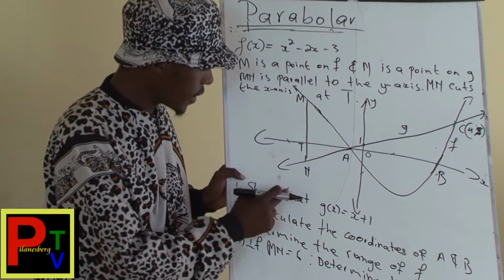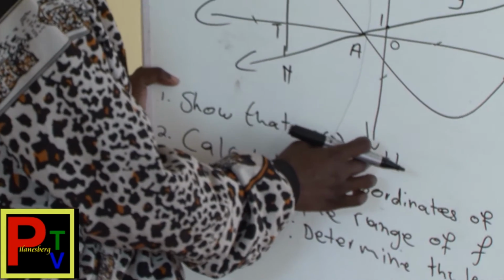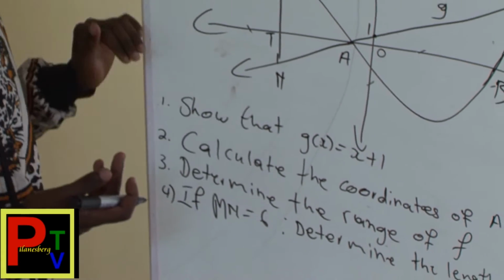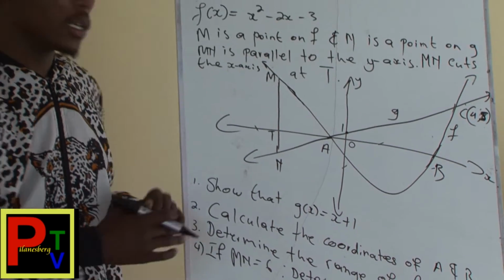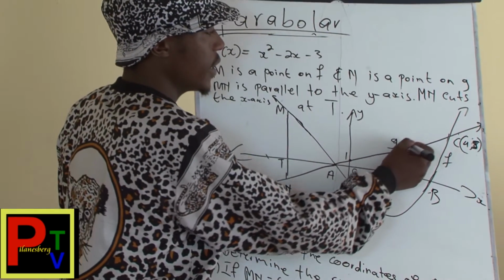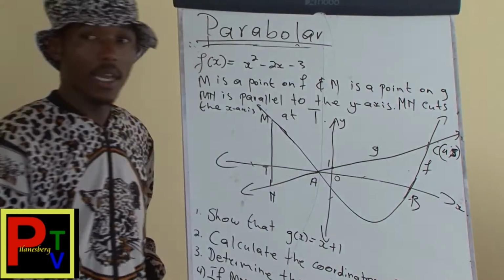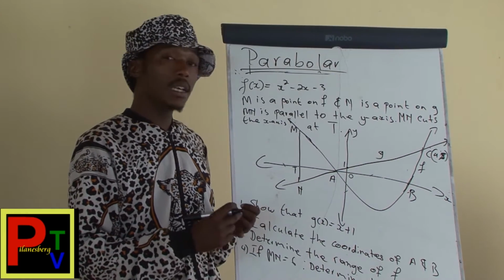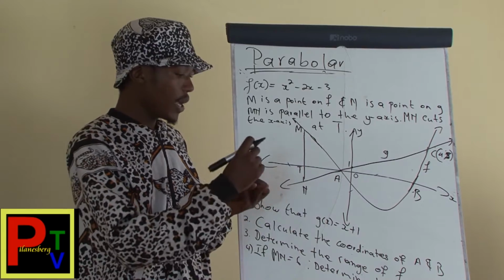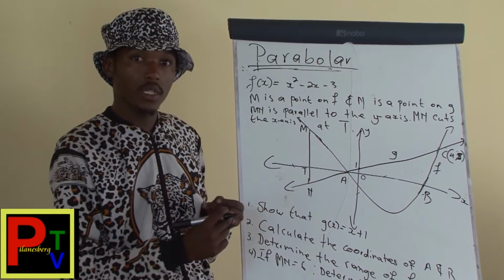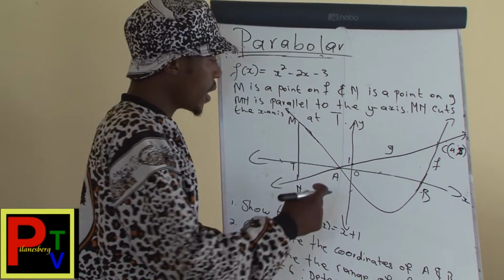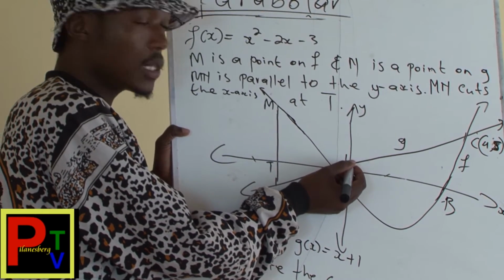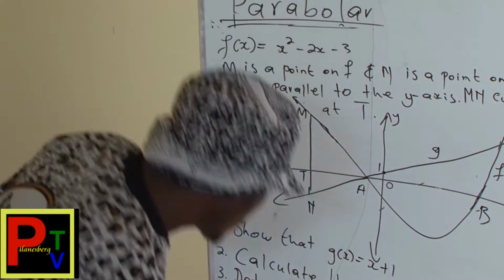They're saying show that g of x is equal to x plus 1. The first question: g of x, which type of function is it? G of x is a straight line. For a straight line, the most important thing is to find the gradient if it's not given, and find the y-intercept. Fortunately, the y-intercept is given. This is the y-intercept here, which means our c is 1 already.